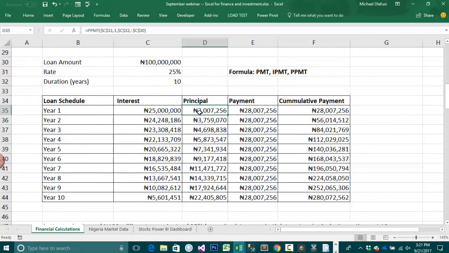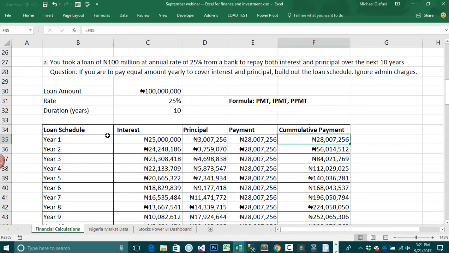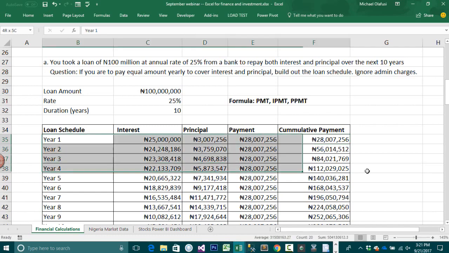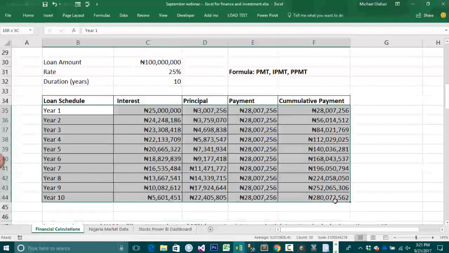So how are we going to build that up? I'm going to have to delete everything in here so we can build it together. So I'm going to delete what I have in here.